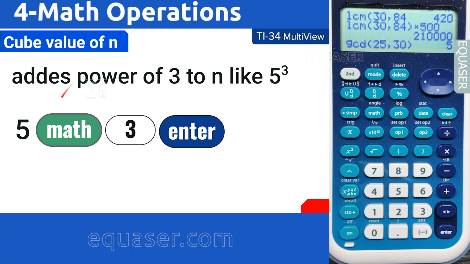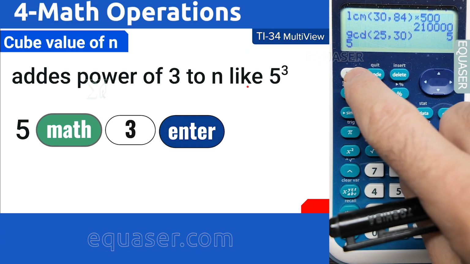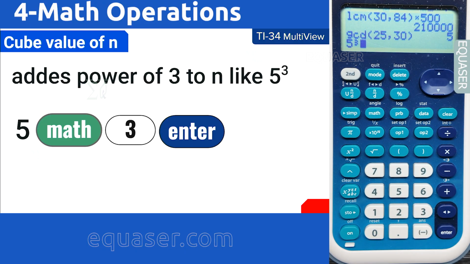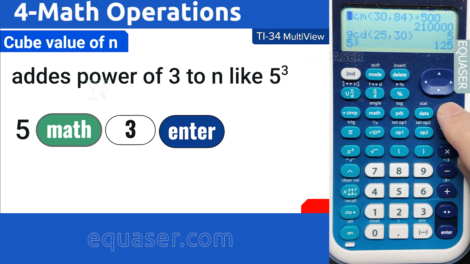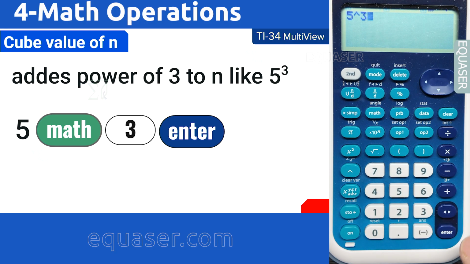Cube value adds a power of 3 like this. Let's say you want to do 5 cubed: 5, math, and then 3, so it brings 5 cubed easily. We could do 5, this button, and 3. It will work the same, but you need to put parentheses.